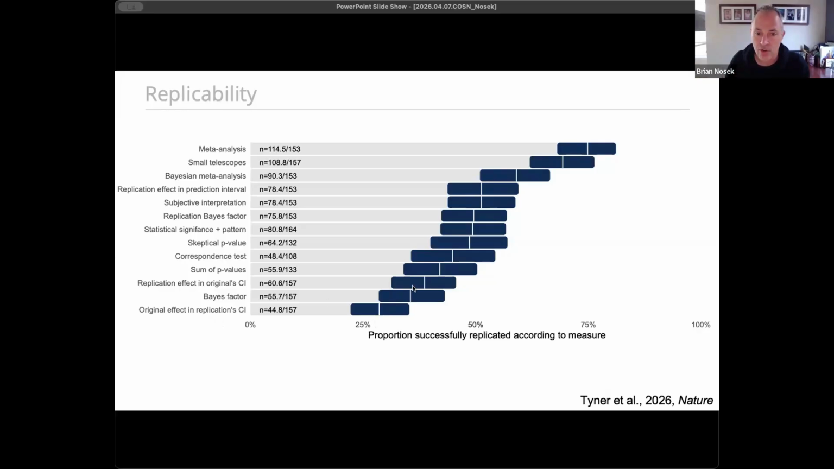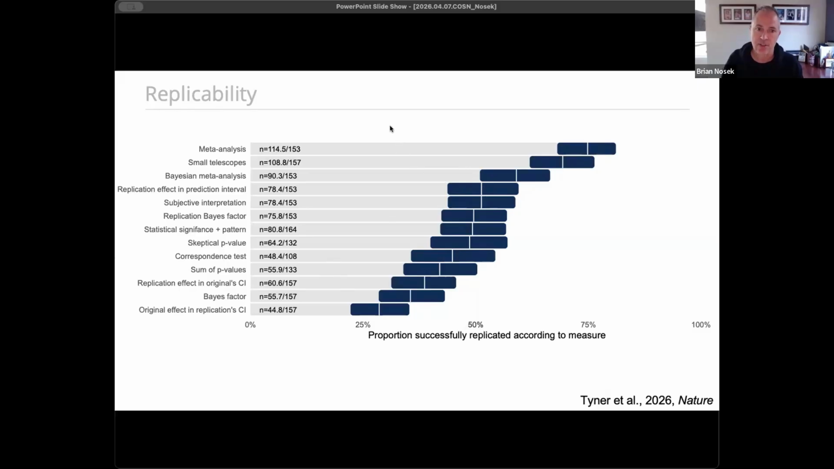And this is the overall, the line in the middle of the dark bands. The dark bands represent the 95% confidence interval. The line is the point estimate for what proportion of findings replicated successfully based on that criterion. And you can see that there is a wide range depending on which criterion you select. The average clusters right around 50%, like the statistical significance. But there are a couple that are quite high.